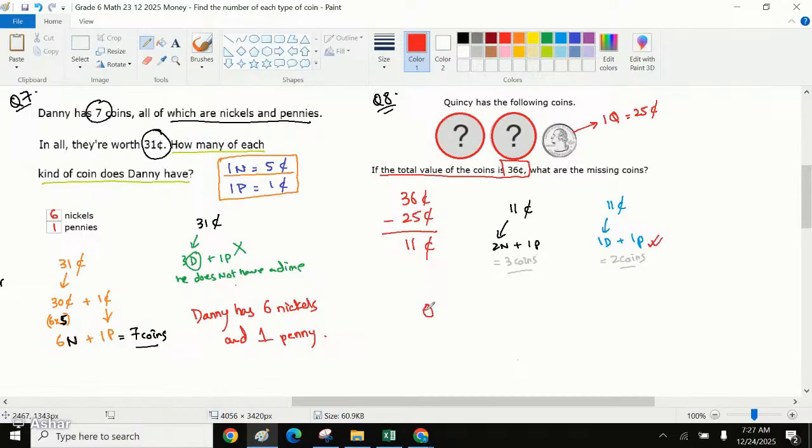That means we would be using this option. So we can say Quincy has 1 quarter, 1 dime, and 1 penny. Okay, she had 1 cent, that would be a penny. So these are the 3 coins that Quincy has. Agreed? Okay, good.